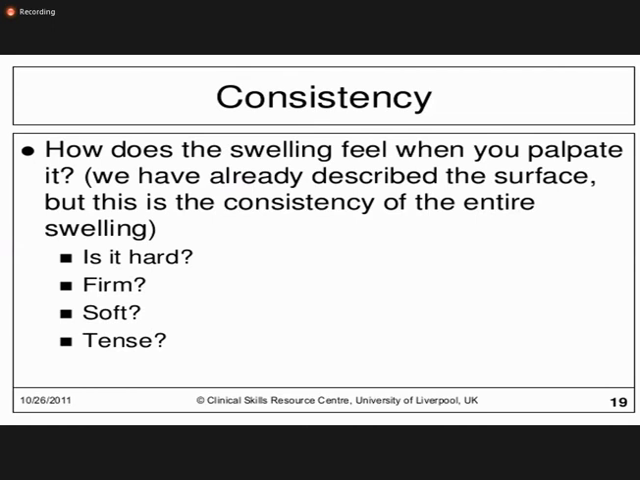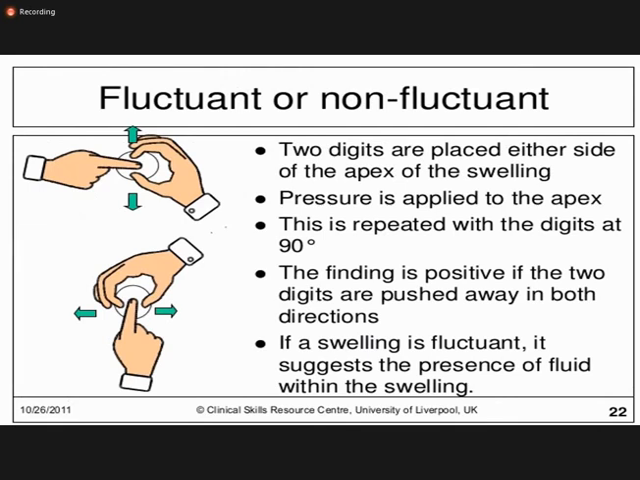Okay, consistency, it may be hard, firm, soft, and tense. How would you assess that the consistency is hard? We will compare with a standard thing, like bone. If the swelling is feeling like a bone, that is hard. Firm, we will compare with the tip of the nose, so we can compare the swelling with the tip of the nose. Soft is like lips, okay? And tense means it's fluid filled. Any question?